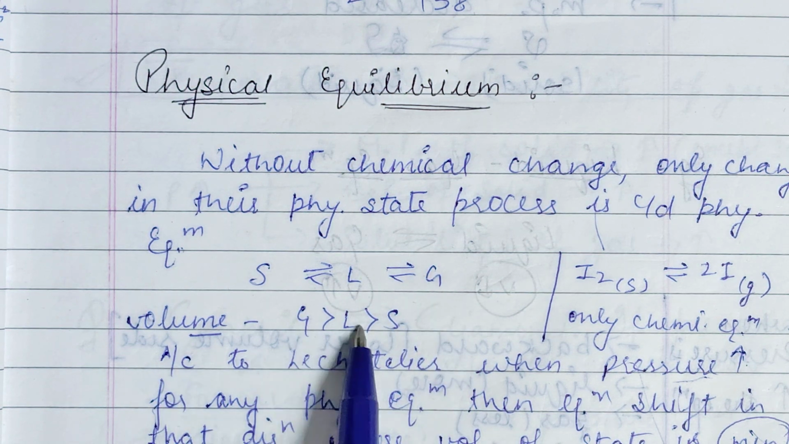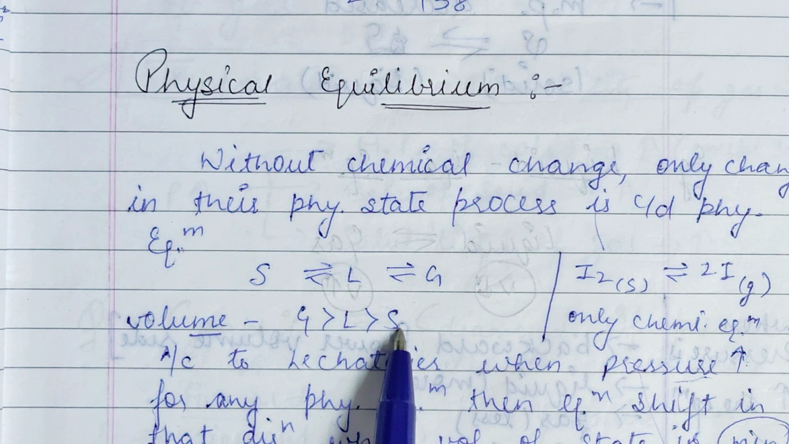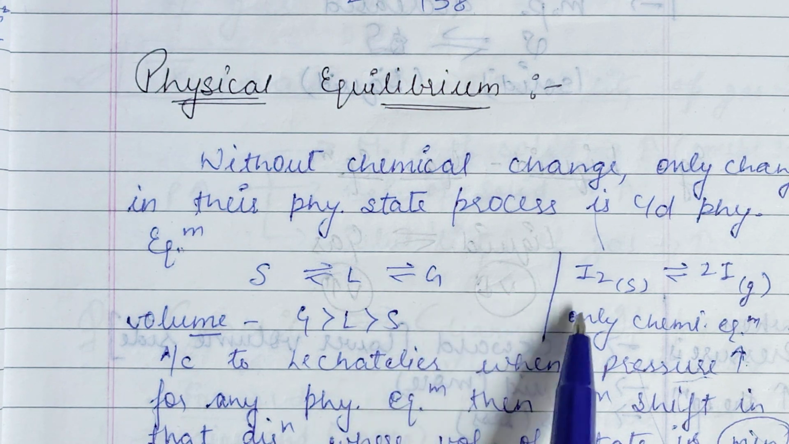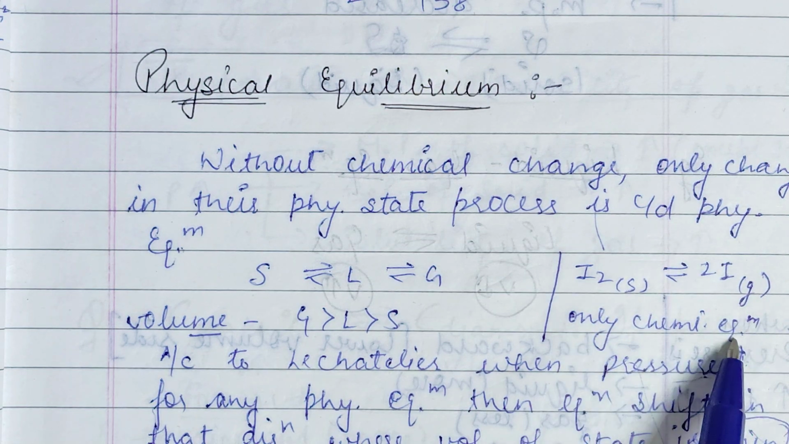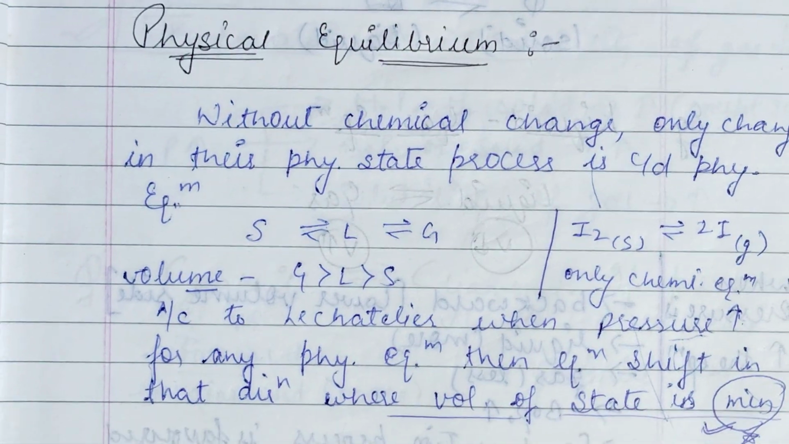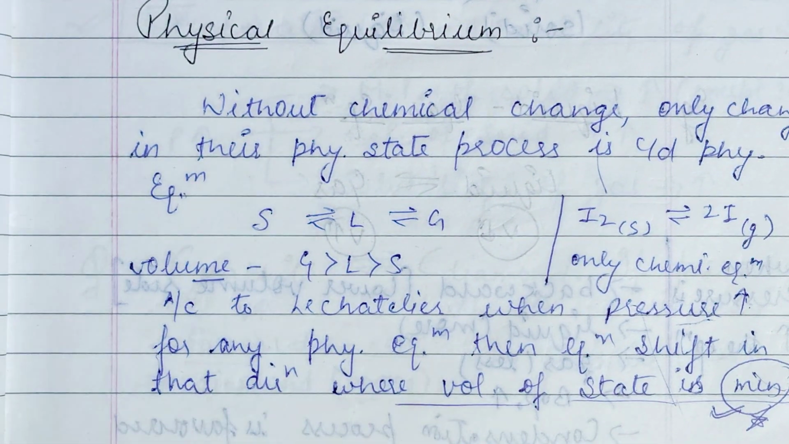Volume: G greater than L greater than S. So there is the equation: I2 solid gives 2HI gas. This is only a chemical equilibrium. Next, according to Le Chatelier, when pressure increases for any physical equilibrium, the equilibrium shifts in the direction where the volume of the state is minimum.